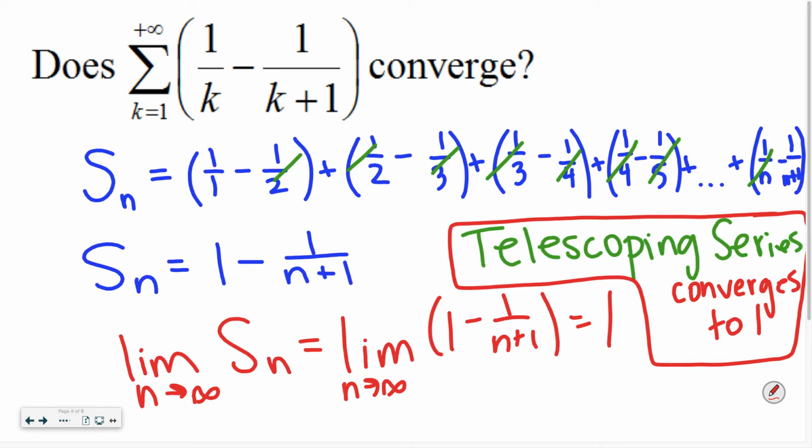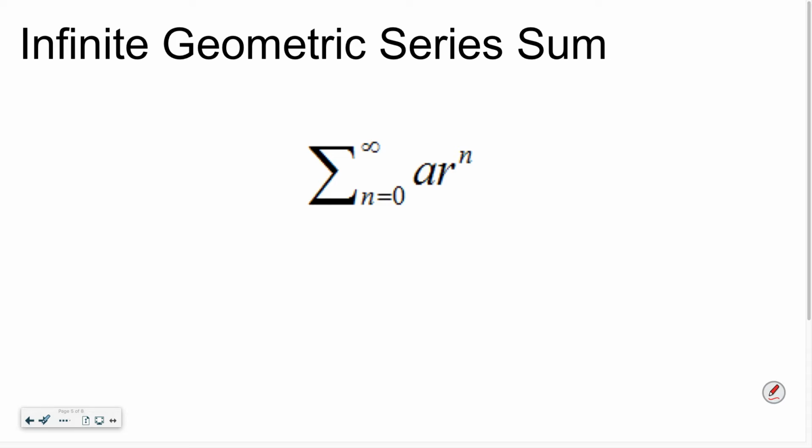All right? So let's talk about a series that you have actually proved can converge. Back in Algebra 2 and in pre-calculus, you talked about a specific kind of infinite series. Geometric. So here is test number 2. An infinite geometric series we can find the sum for.